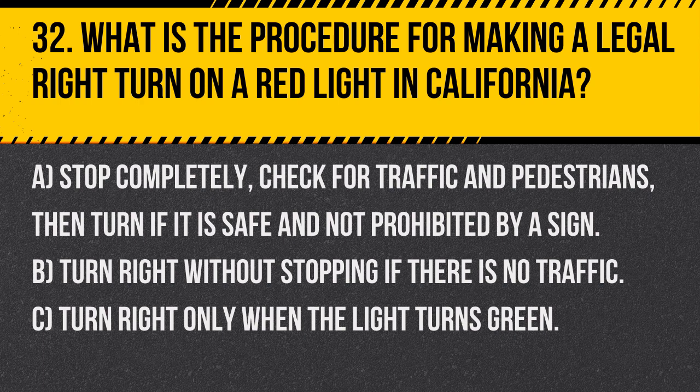Question 32. What is the procedure for making a legal right turn on a red light in California? A. Stop completely, check for traffic and pedestrians, then turn if it is safe and not prohibited by a sign. B. Turn right without stopping if there is no traffic. C. Turn right only when the light turns green.